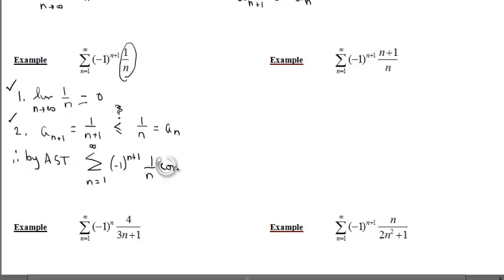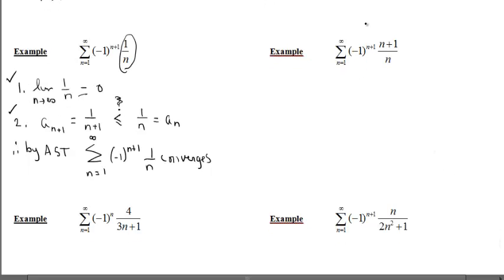It's kind of interesting because just the harmonic series, 1 over n, diverges. Okay, let's look at another example. We have to test to see if this series is convergent. Okay, now this is a test again. AST is only for convergence.